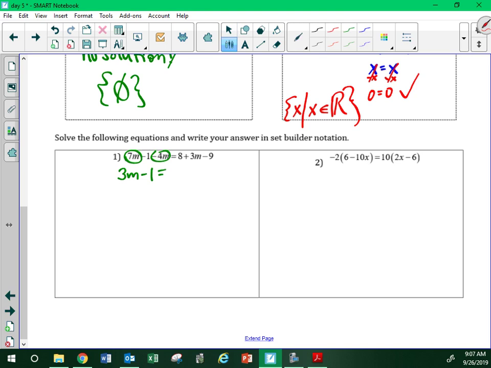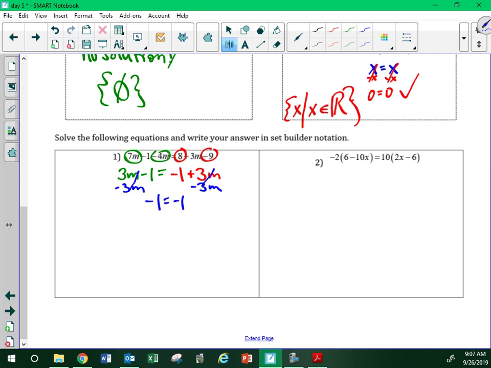Yes, you can combine 8 minus 9. That's negative 1, and then it's still a constant. We have to move the variable to the other side. So minus 3m. We get negative 1 equals negative 1.